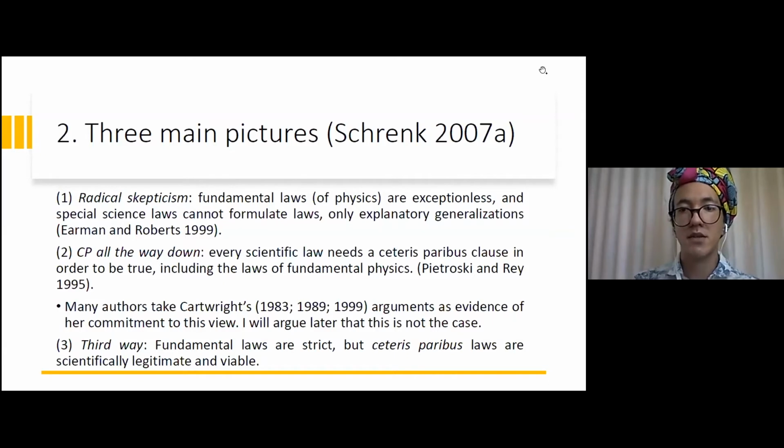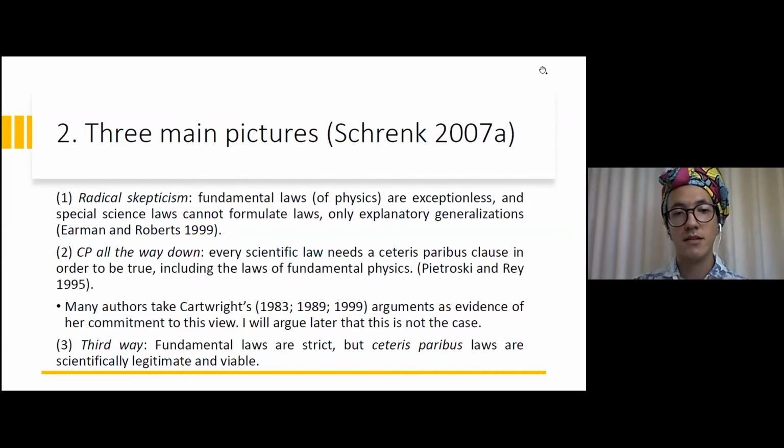because every scientific law needs a ceteris paribus clause in order to be true, including the laws of fundamental physics. That's why this position is called all the way down, because it is ceteris paribus clauses all the way down, from special science to fundamental physics. And many authors, including Earman and Roberts, whom I quoted above, take Nancy Cartwright's arguments as evidence of her commitment to this view. And later, I will argue that this is not the case.